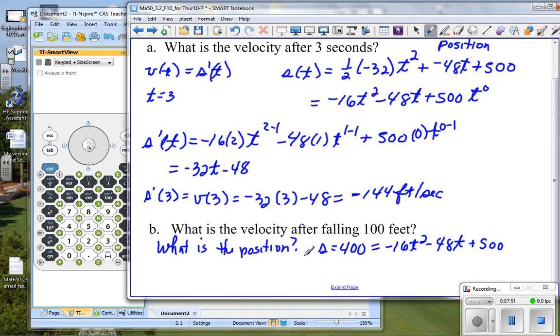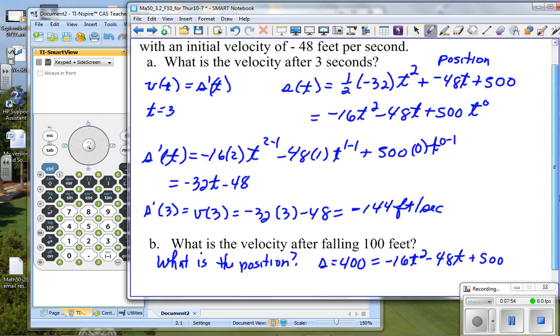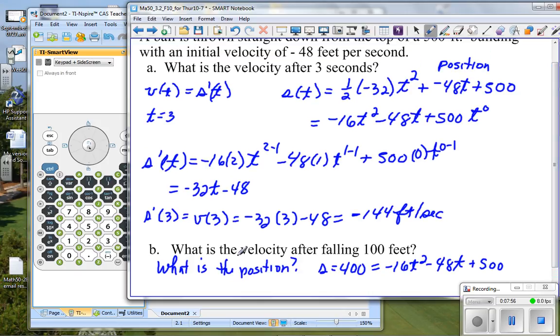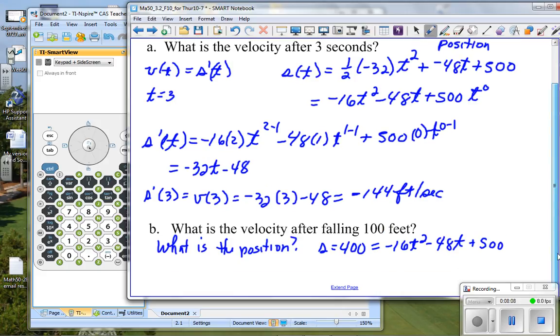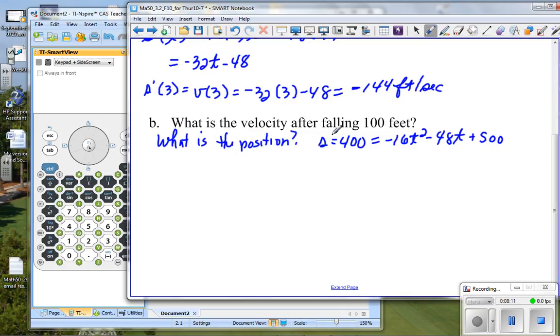Why is that important? Well, let's think about it. It says, what is velocity? So now we have to ask the question, what is the input in the velocity function? And the input is time. Are we given time? No. We're given 100 feet. What can we gain with this? Well, if we know that it's already fallen 100 feet, the question becomes, how long did it take for the ball to drop 100 feet?